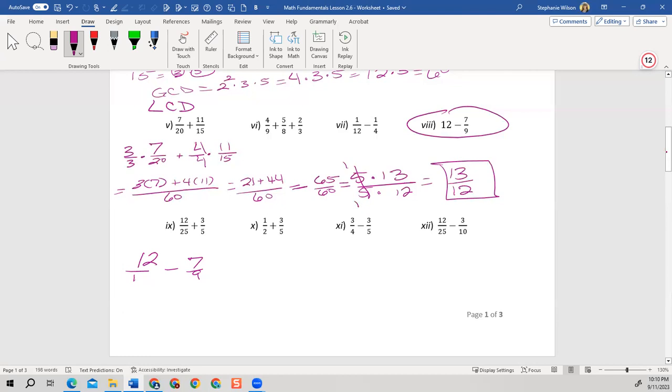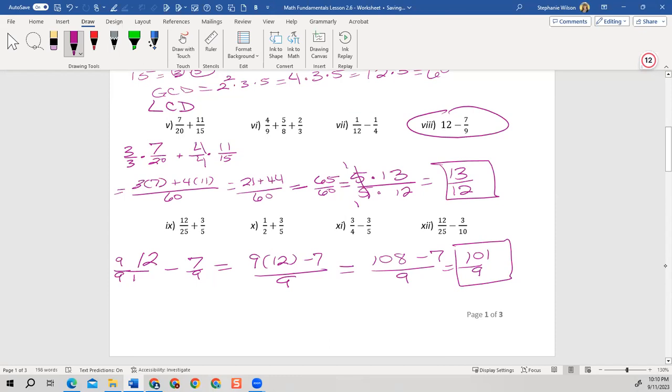Now, looking at this example, I have a 1 in the denominator and a 9. My least common denominator is not 1, because 9 won't go into 1. However, 1 will go into 9, so 9 is going to be my least common denominator. I'm going to multiply top and bottom by that 9. So I have 9 times 12 minus 7, over 9. 9 times 12 gives me 108, and subtracting the 7 gives me 101 over 9.